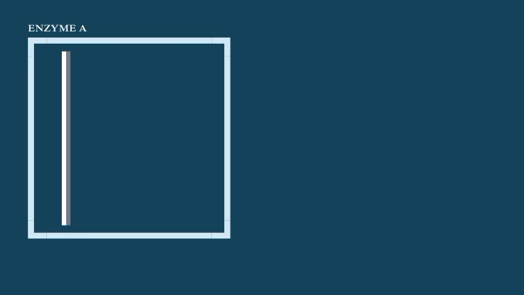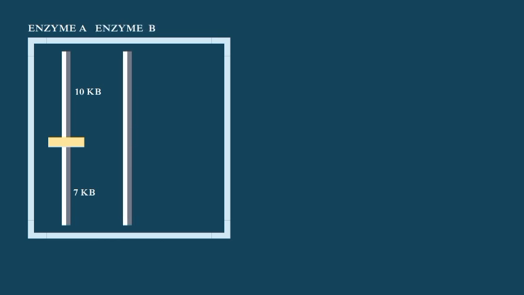First, we digest the DNA with enzyme A alone. It produces two fragments. One is 10 kilo base pairs, and the other is 7 kilo base pairs. This means enzyme A cuts the DNA at a single site. Next, we digest the same DNA with enzyme B. This time, it cuts at two places and produces three fragments: 3 kilobase, 8 kilobase, and 6 kilobase.